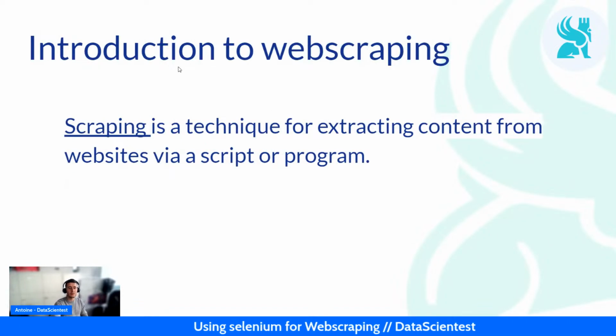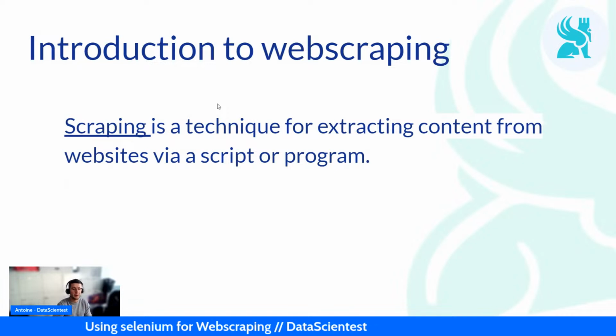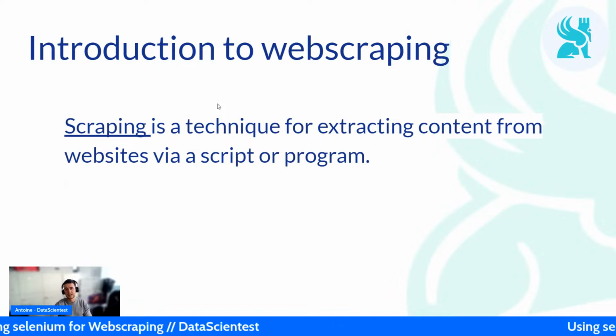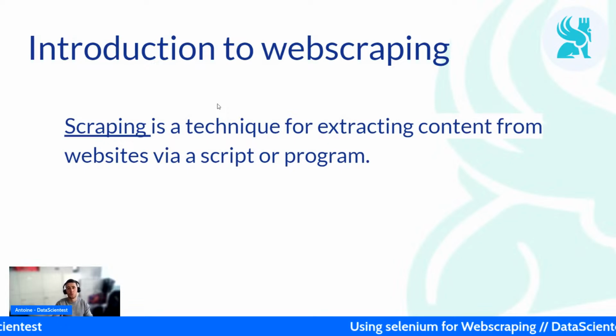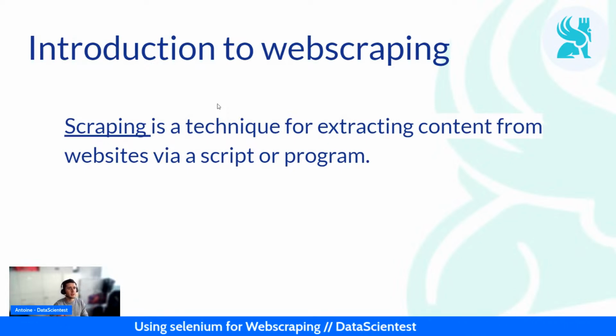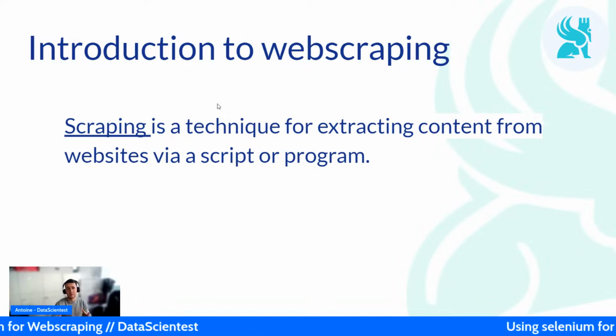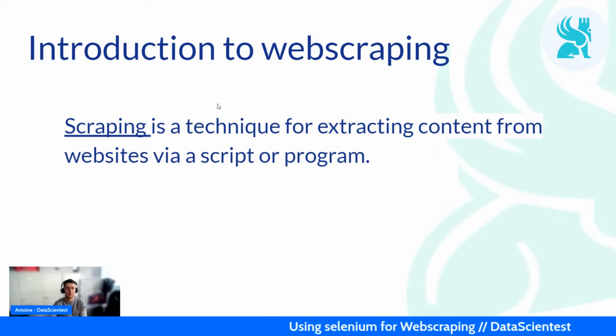So, first of all, what is web scraping? Web scraping is a technique for extracting content from websites with a script or a program. So we will try to extract the information from a website with an automated program coded in Python with the library Selenium.